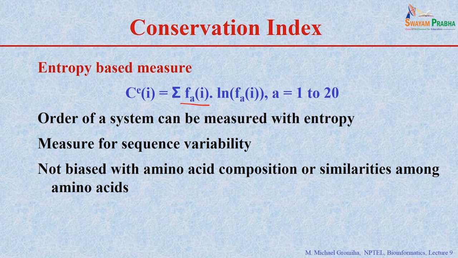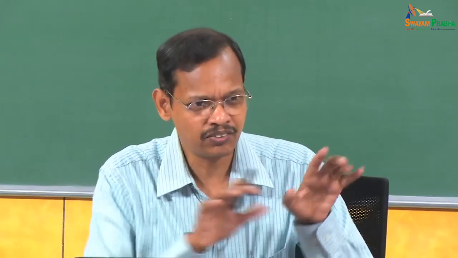Then we multiply the frequency with the logarithm of this frequency to get the conservation score based on the entropy based method. This is not biased by amino acid composition or similarities among amino acids, because we do not give any bias for the similarity of amino acids. If it is 7-2-2 for the three different amino acids present at the position, it does not matter if the 7 is threonine or alanine or tryptophan, we do not give any weight to any of the amino acids.